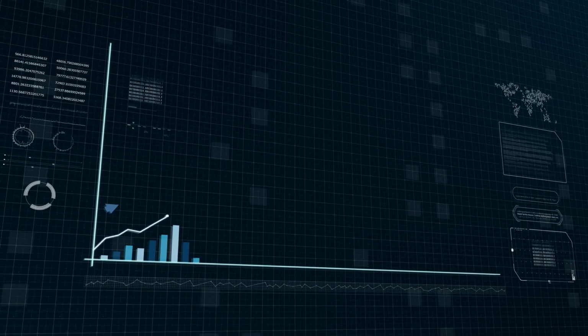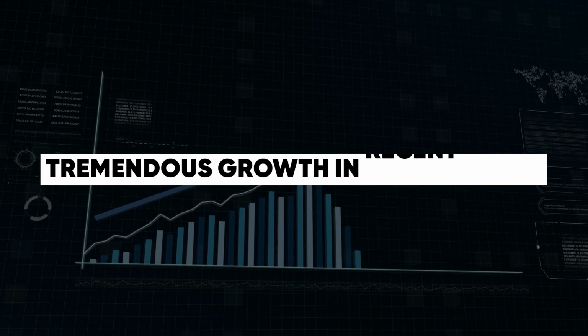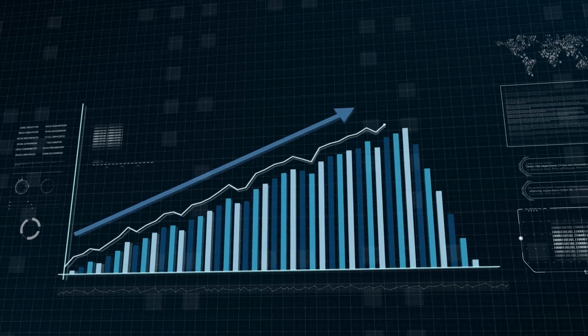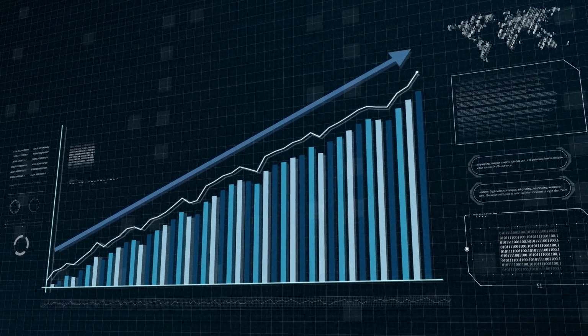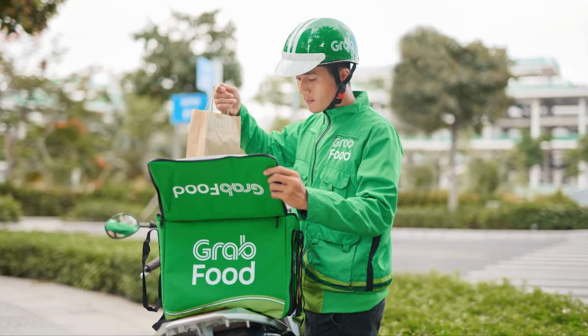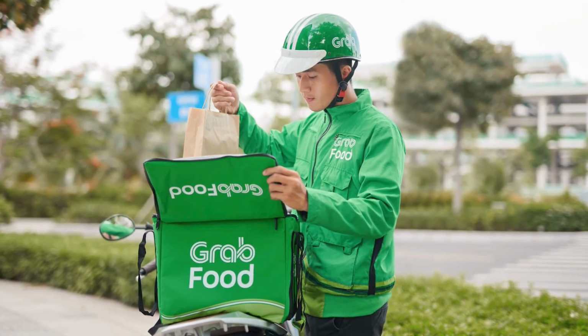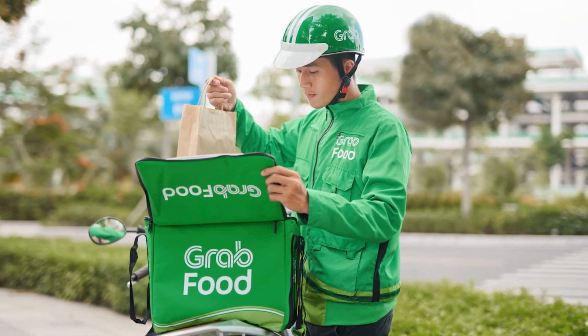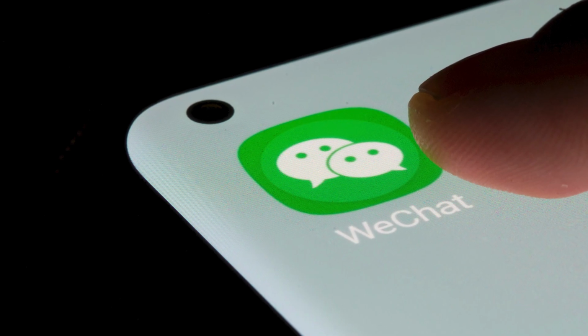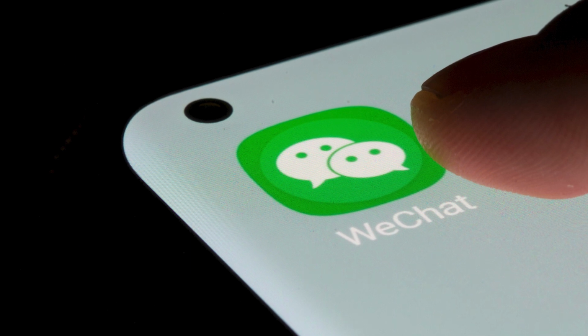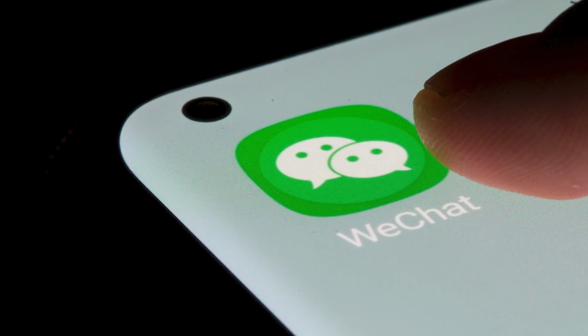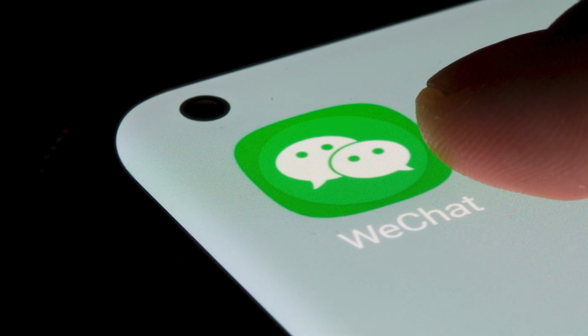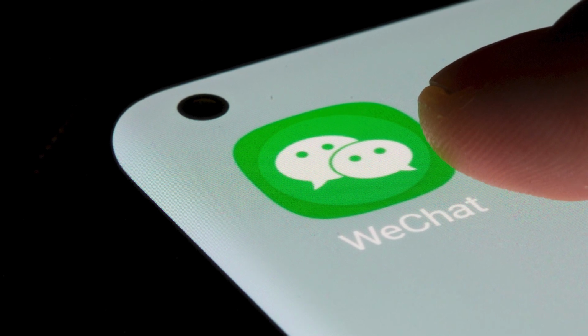All of these great applications have had tremendous growth in recent years in terms of performance and have risen to the top in their respective nations. For instance, Grab has grown to include several Southeast Asian nations and is valued at over $35 billion. WeChat, which has over 1 billion monthly active users, is frequently referred to as the Everything app and has become an essential part of daily life for many people in China.